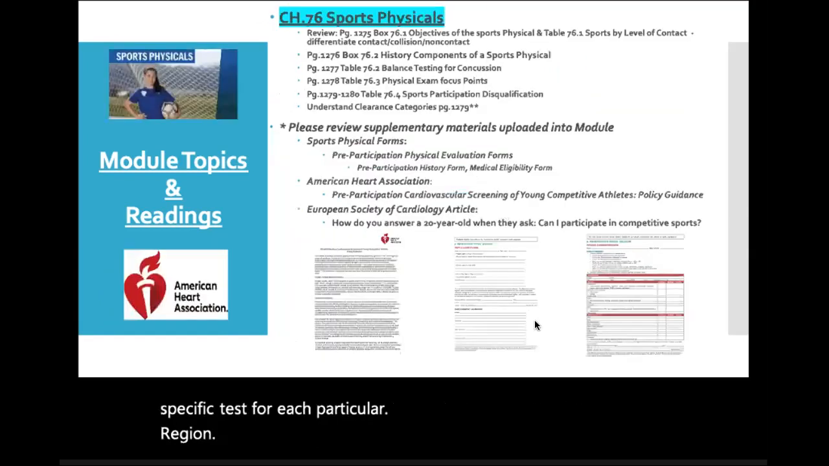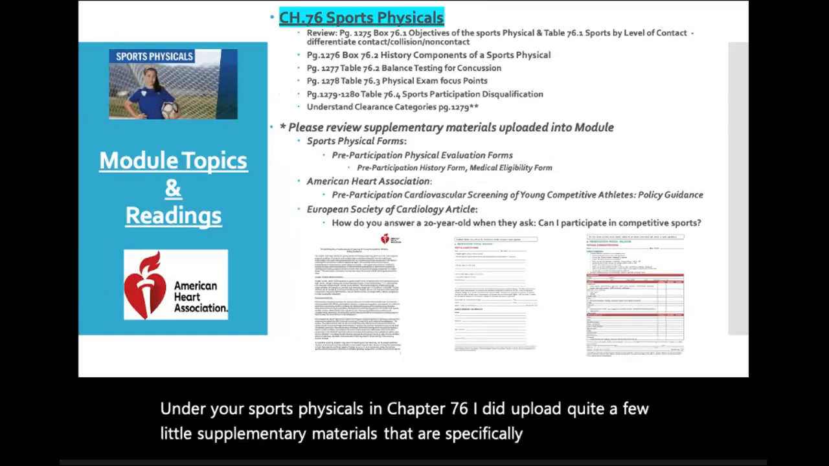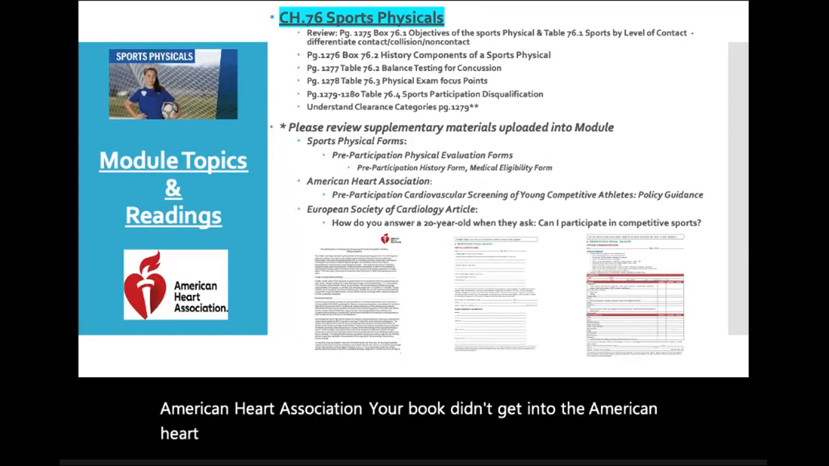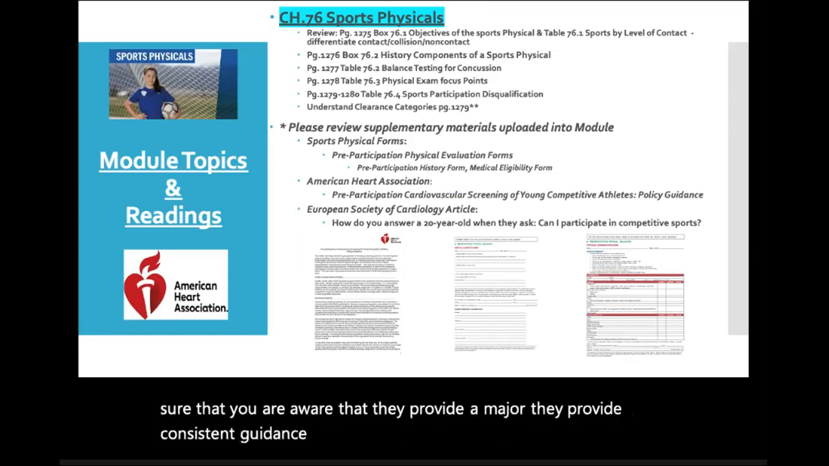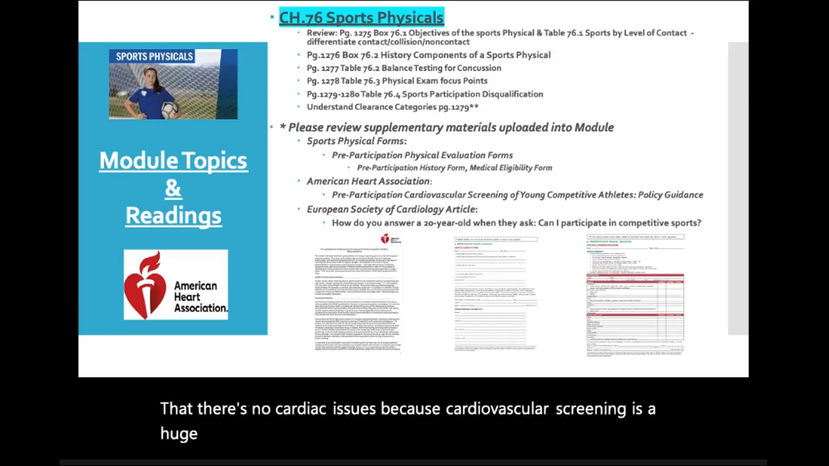Under your sports physicals in chapter 76, I did upload quite a few little supplementary materials that are specifically from the American Heart Association. Your book didn't get into the American Heart Association's role in sports physicals, but I wanted to make sure that you are aware that they provide consistent guidance and policies specifically for pre-participation cardiovascular screening of athletes, because one of the biggest things is just making sure that there's no cardiac issues, because cardiovascular screening is a huge thing within your sports physicals.